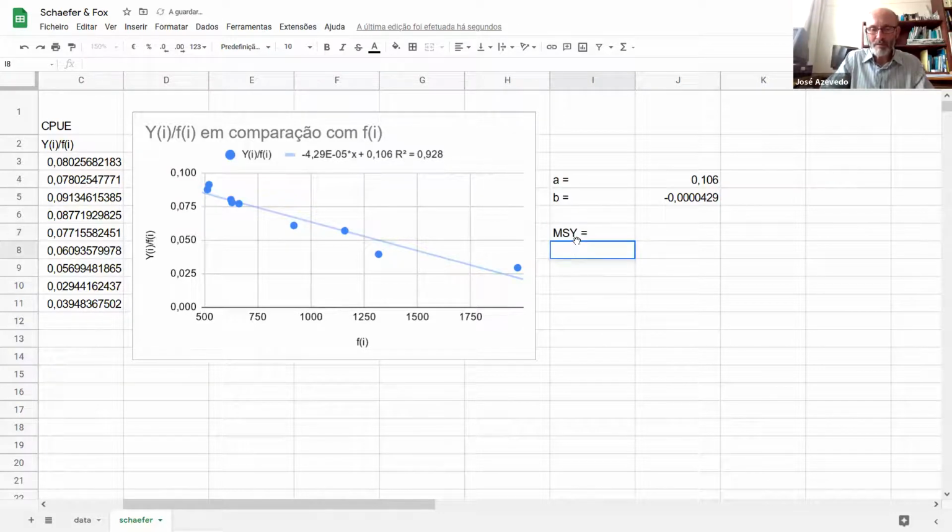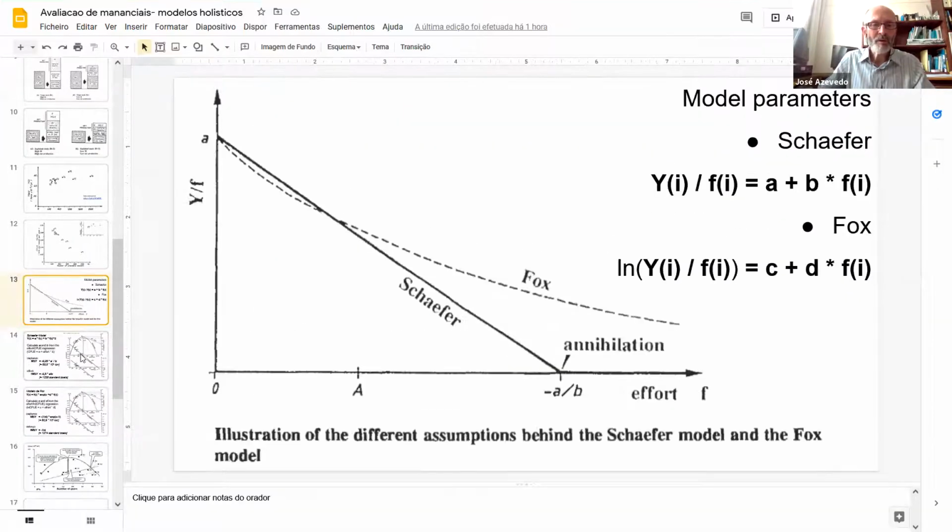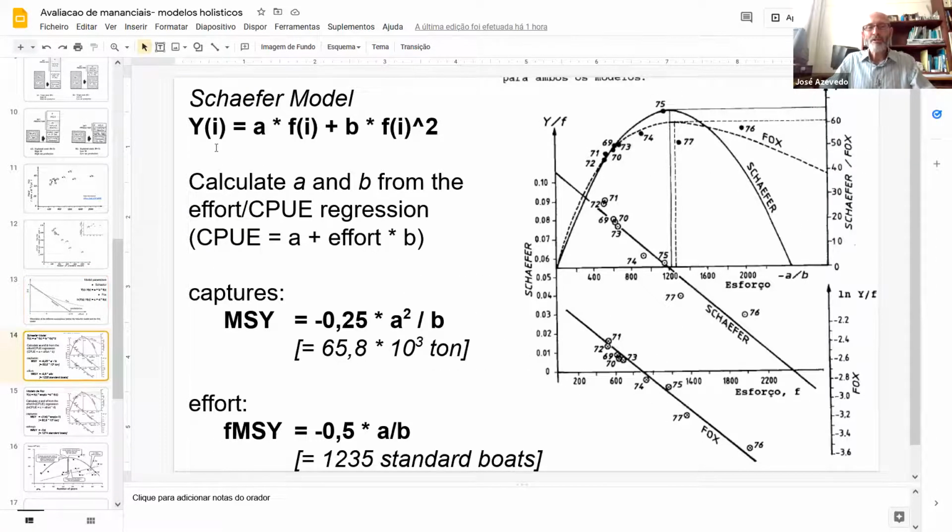We can calculate the fishing effort that will lead to the maximum sustainable yield. And we do this using the equations that have been presented and that I don't have in my head, so I'll look them up here in the presentation. So this is the equation of the Sheffer's model.